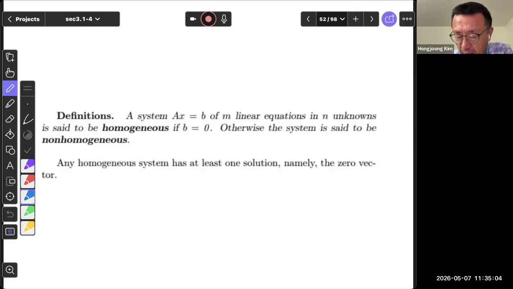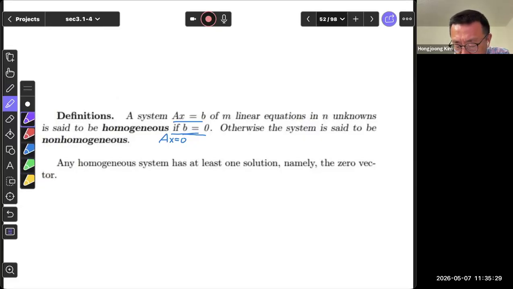Now, given the Ax equals b problem, if the right-hand side vector b is identically 0, so that means the problem becomes Ax equals 0, such a problem will be called a homogeneous problem. So we say the system is homogeneous if the right-hand side vector b is 0. If b is a non-zero vector, then we say the system is non-homogeneous.